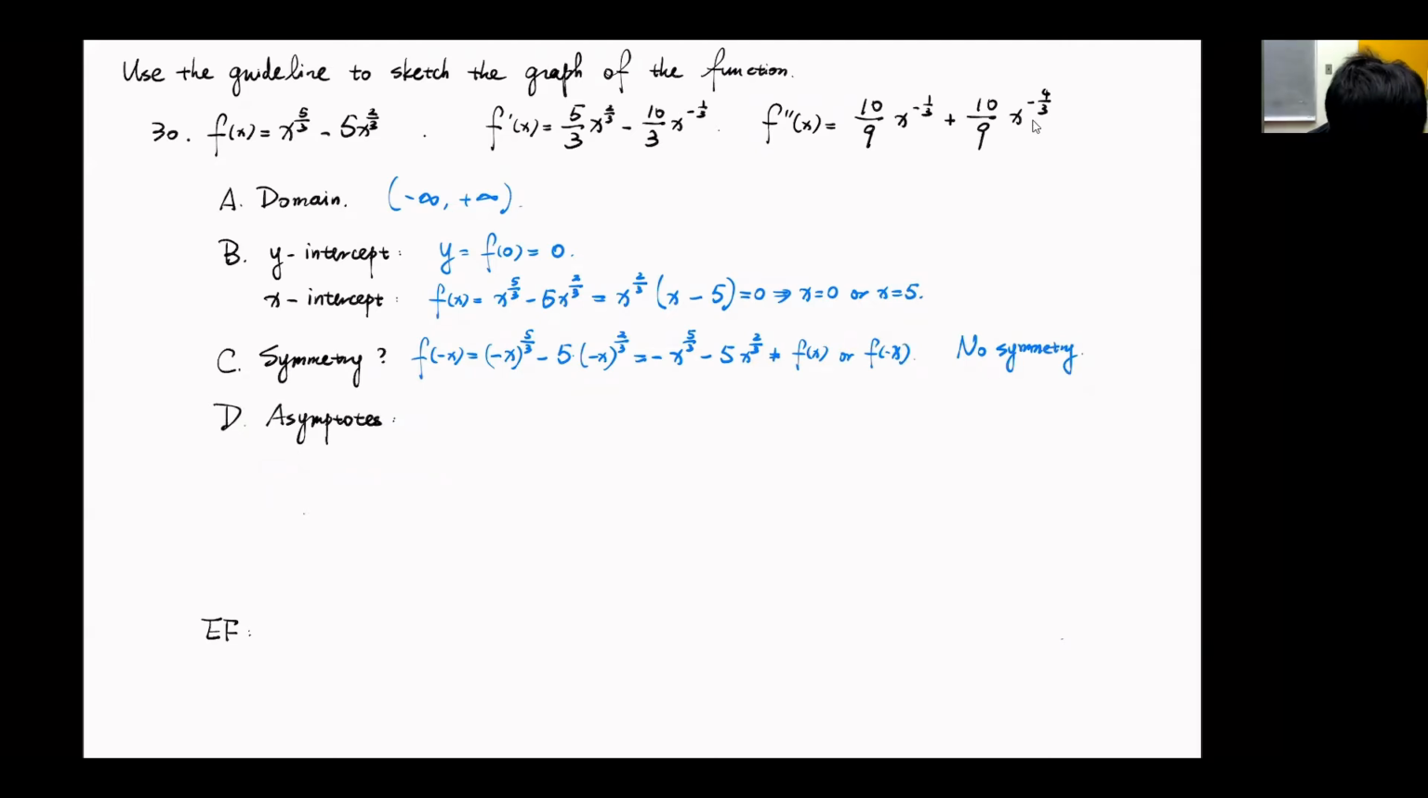Okay, so let's investigate the asymptotes. So, we start by investigating the limit at infinity. To get this limit, I will just use my factorization, f of x equals x to the 2/3 times (x minus 5). So you see that as x gets large, the first factor gets large as well as the second factor. So as a result, I know that the function gets positively large.